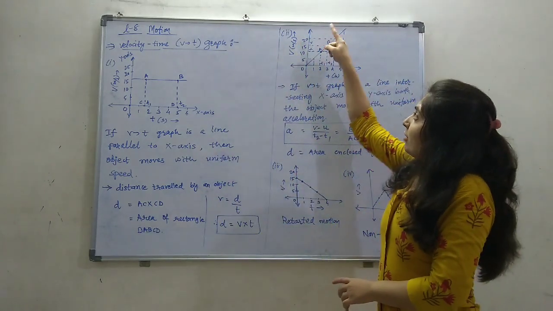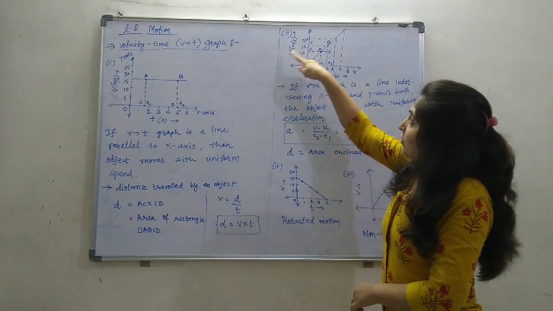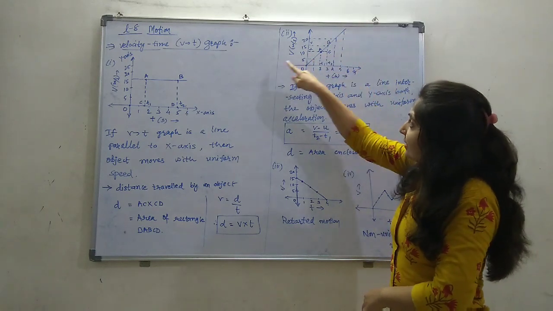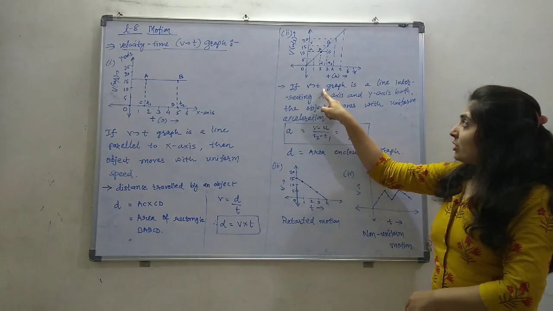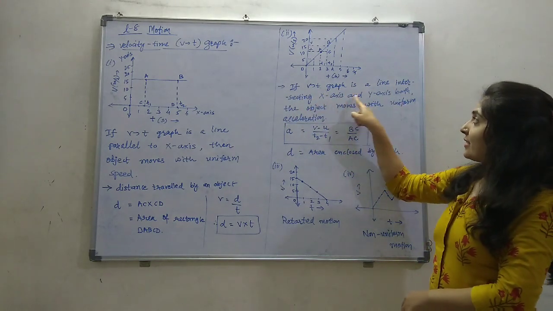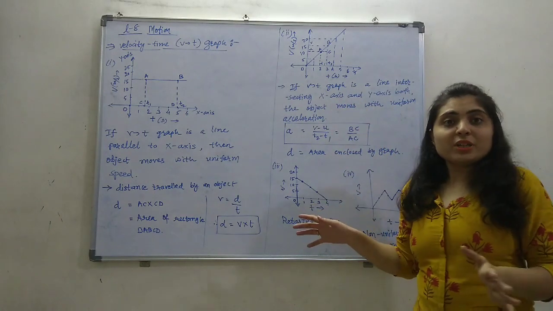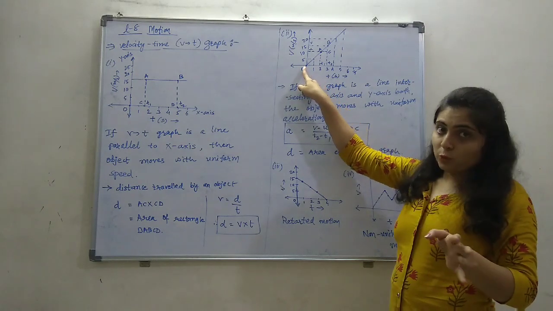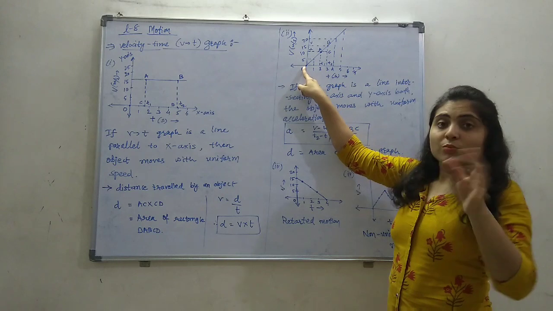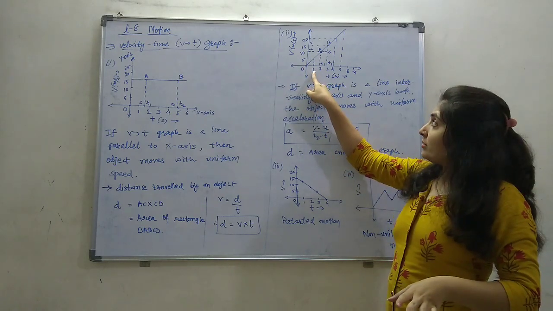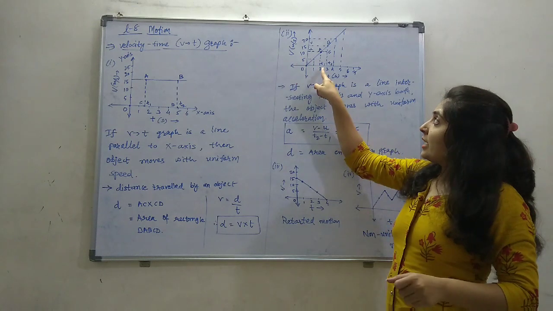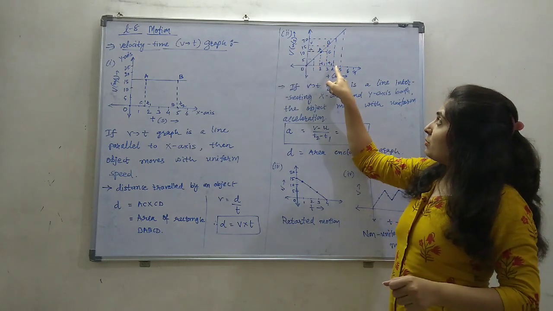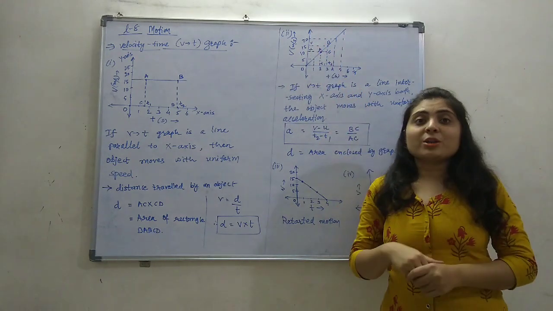Now the second one: if the graph of velocity versus time is a straight line passing through the origin, intersecting the y and x-axis both, what do we interpret from this? We can interpret like this. At time t equal to 0, the speed is 0 because at the origin both y and x are 0. Now at 1 second, the object speed is 5 meter per second. At 2 seconds, 10 meter per second. At 3 seconds, 15 meter per second. At 4 seconds, 20 meter per second.